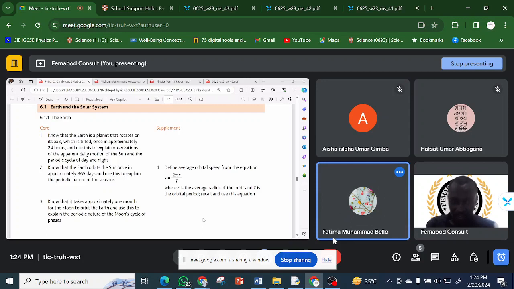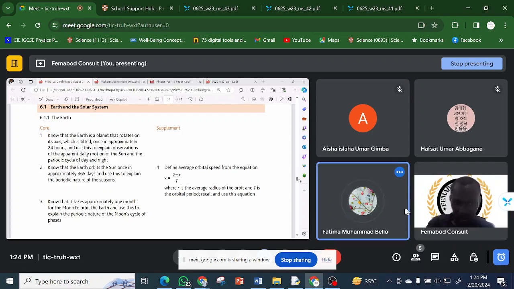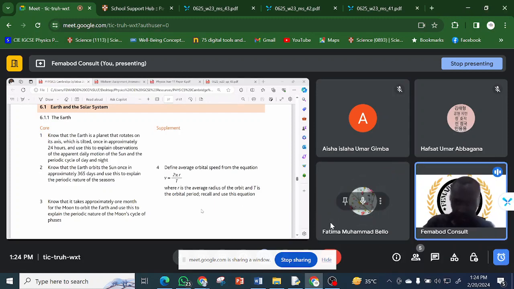We are just revising space physics so that we'll be able to look at some questions at the end of the discussion. It won't take long. So now what I want us to jot down is the average orbital speed, and the average orbital speed is given by this equation: v equals 2 pi r over T. The r is the average radius, and that average radius of the orbit is also known as the distance of the earth from the sun.